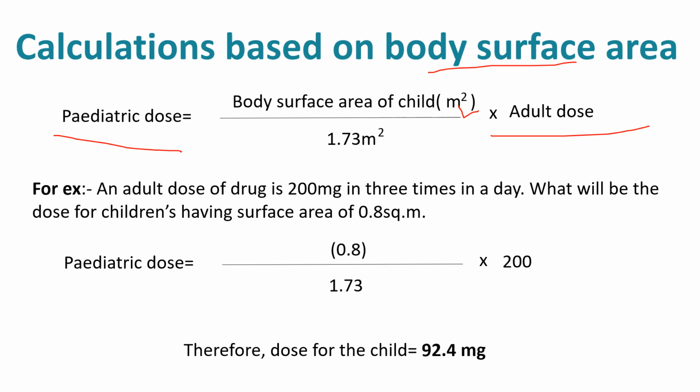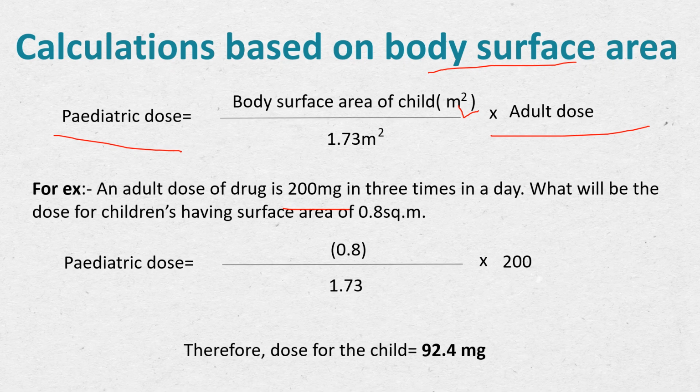So an adult dose of drug is 200 mg 3 times in a day. What will be the dose of child having surface area of 0.8 square meter? So with the help of formula, we'll calculate this problem. Pediatric dose is equal to 0.8, that is body surface area of child in meter square whole divided by 1.73 meter square. So here we have cancelled the meter square and meter square into 200, that is the adult dose of drug that is given in the question. So after calculation, we'll get the dose of child, that is 92.4 mg.